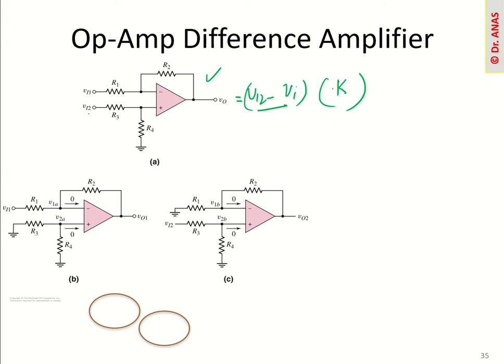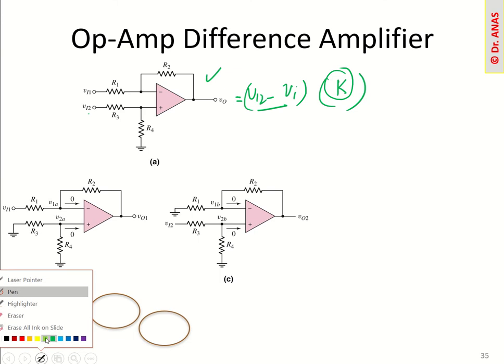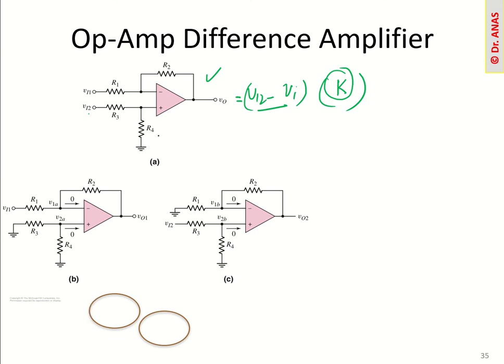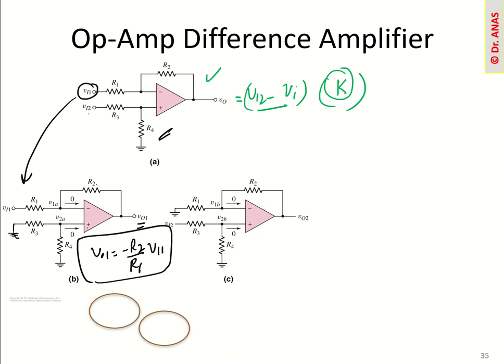To find this factor K, we can do some simplifications. First, we divide this circuit into two. For example, first we consider the inverting case. We supply the input here, and the second terminal we make ground, so the positive terminal is grounded. In this case we know that our output voltage is the ratio of the feedback resistance divided by the input resistance multiplied with V1. We know this very well.